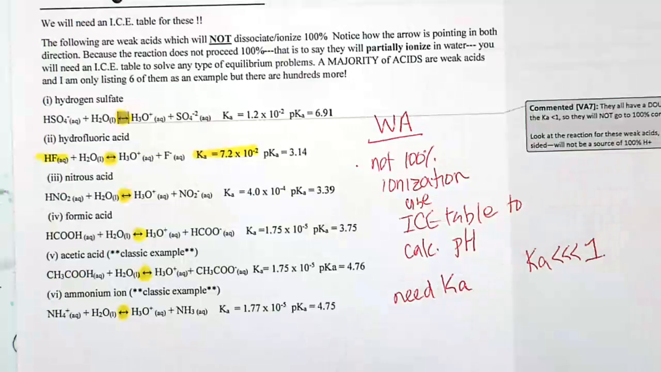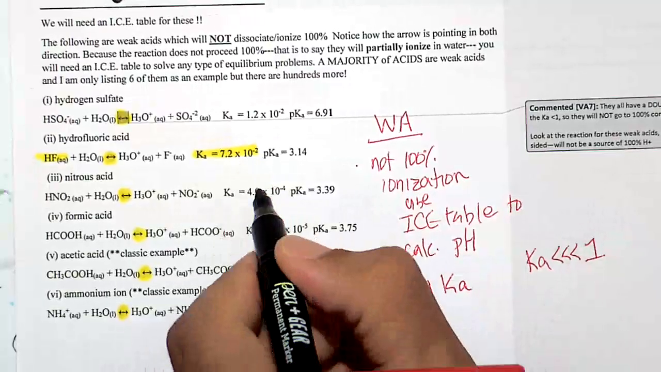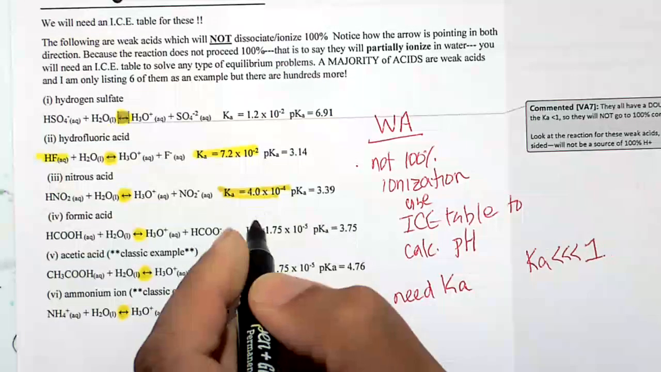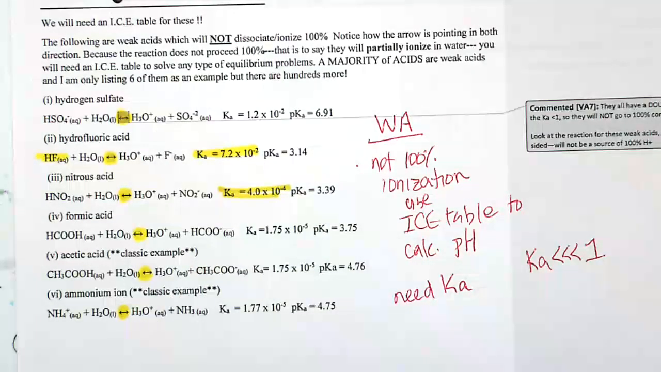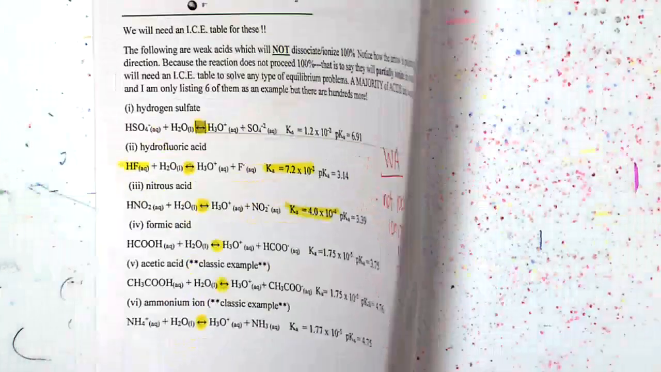All right, so any other acid, I'll give you the Ka. Okay, like I do here. And then you have to use the ice table. Right, so we'll do a lot of ice tables, and also this problem set has a lot of ice tables in there as well.